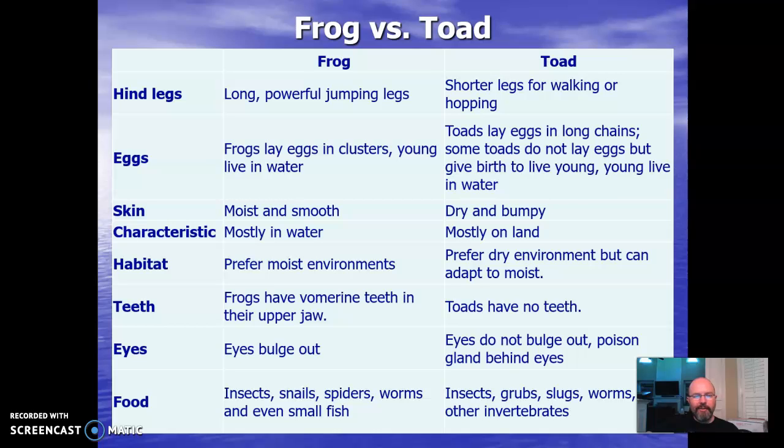Food for frogs. They tend to eat insects, snails, spiders, worms, even small fish. You probably are familiar with seeing them lash their tongue out to catch insects. Toads also eat insects, grubs, slugs, worms, and other invertebrates. So similar crossover for some of the things that they eat, though toads tend to eat larger things because they have to support a larger body mass. In general, toads are larger than frogs.